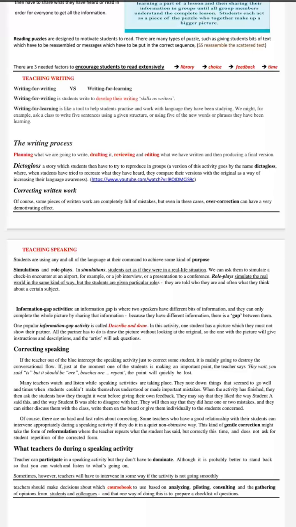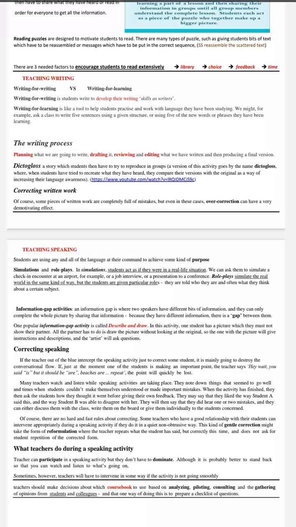This kind of gentle correction might take the form of reformulation, where the teacher repeats what the student has said, but correctly this time, and thus not asking for full student repetition of the corrected form.